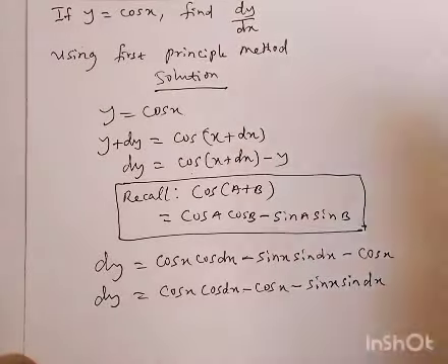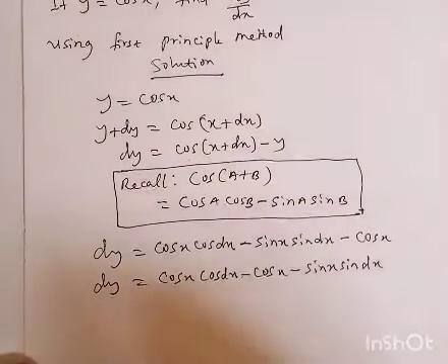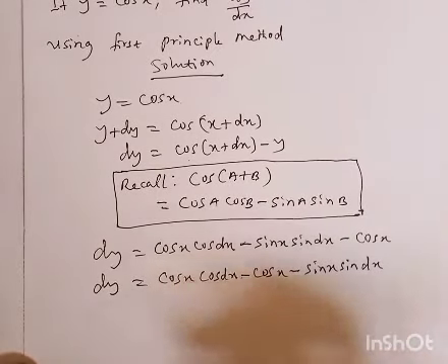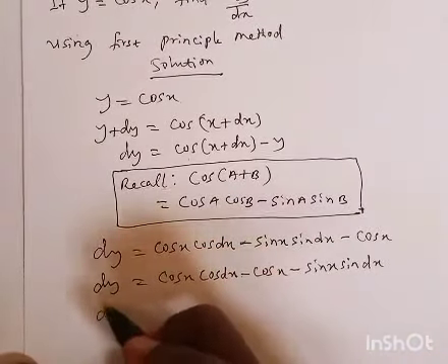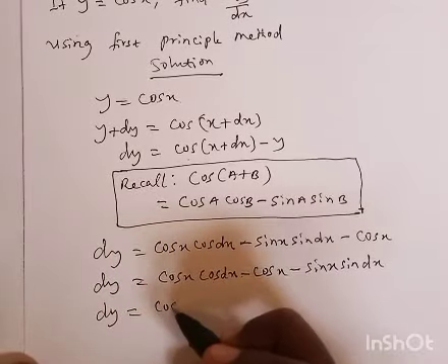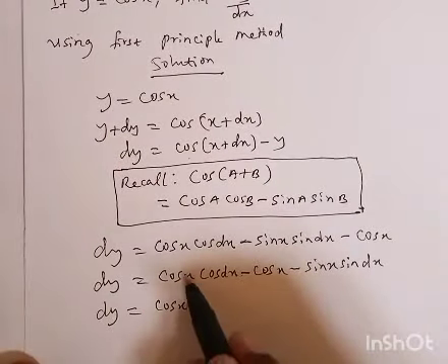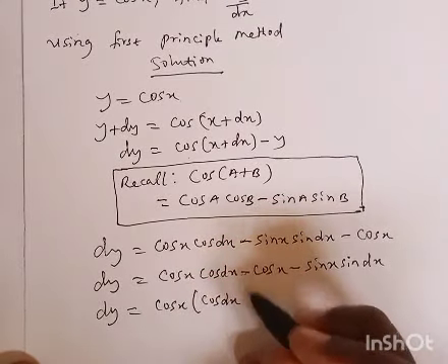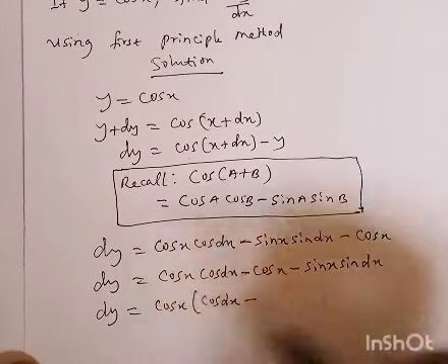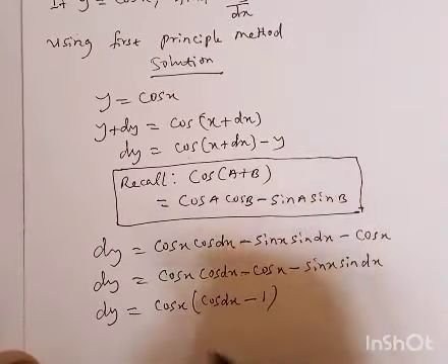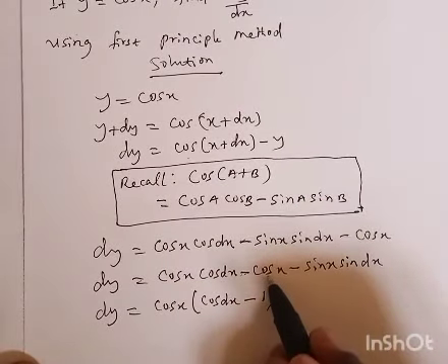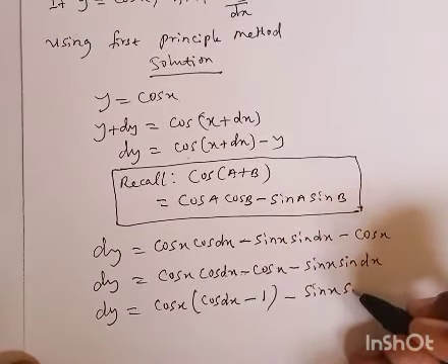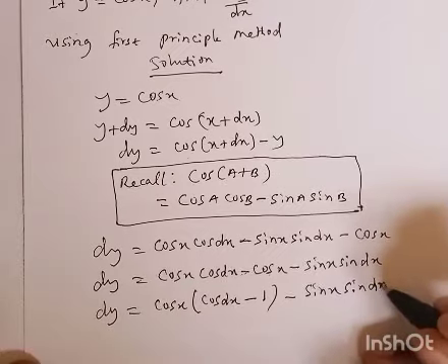Now you rearrange everything. After rearranging, here you have cos x, here you have cos x. So cos x is common, and you can factor out cos x. So you have dy equals cos x into, here cos x already out, remains cos dx. Then minus, here is minus, cos x already out, you write 1 there, because cos x times 1 gives you back your cos x. Then we have minus sine x sine dx.